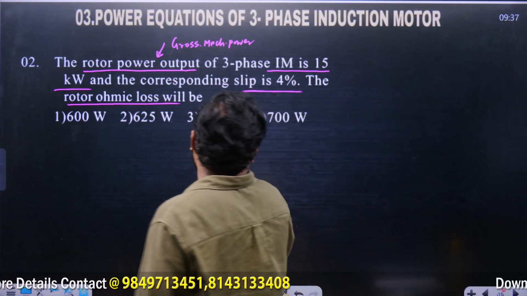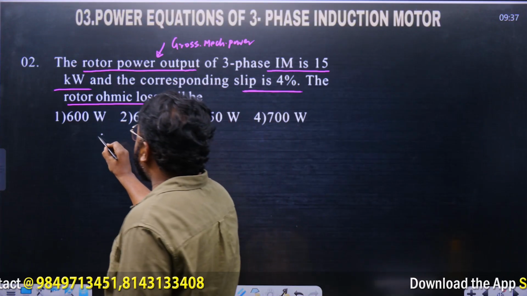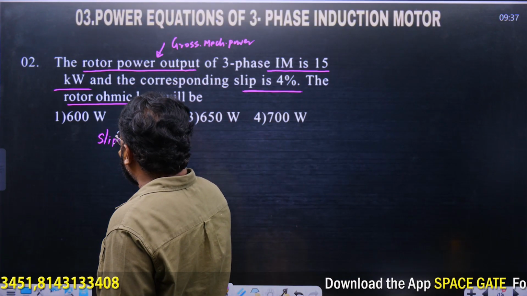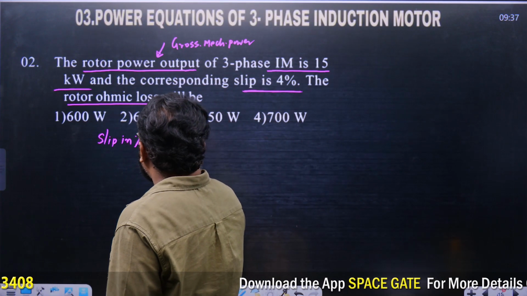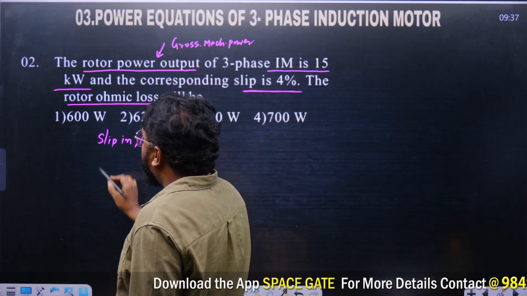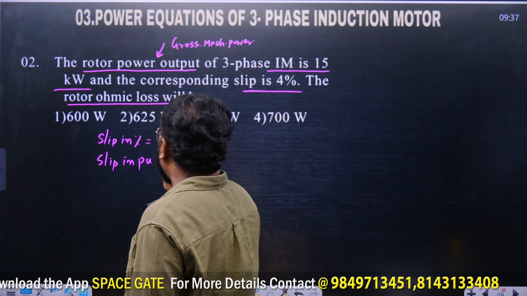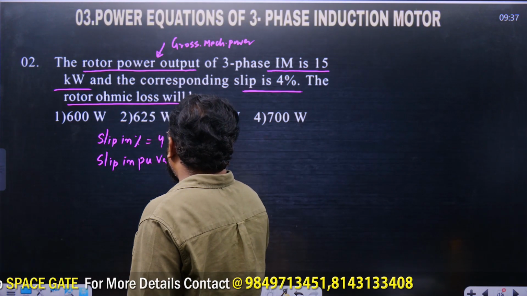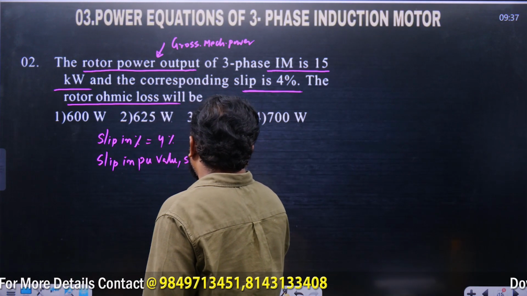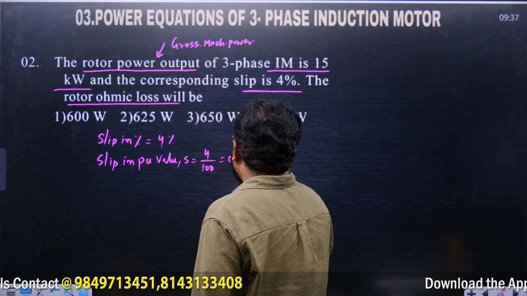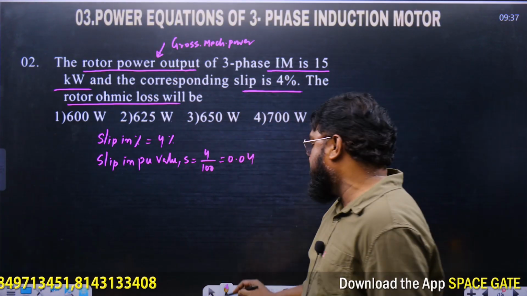The 4% slip means the slip in percentage is equal to 4%. How do we calculate the slip in per unit value? That is 4 by 100, which is equal to 0.04. So this is the slip in per unit value.